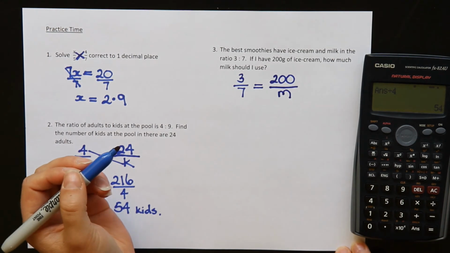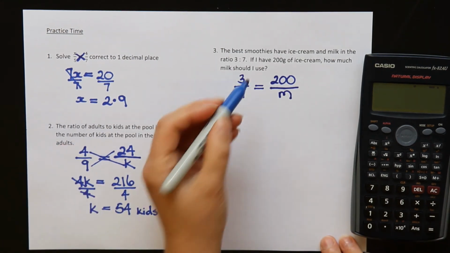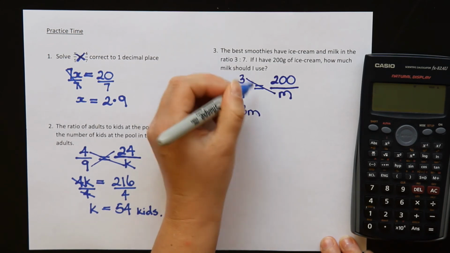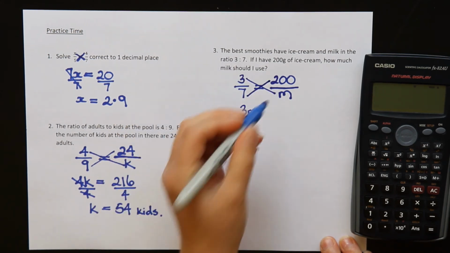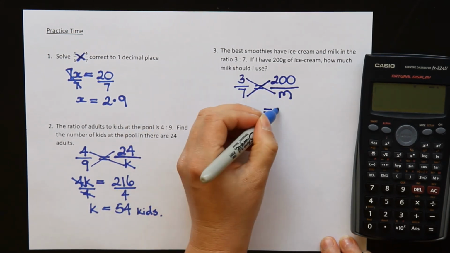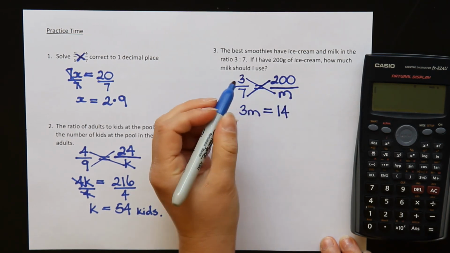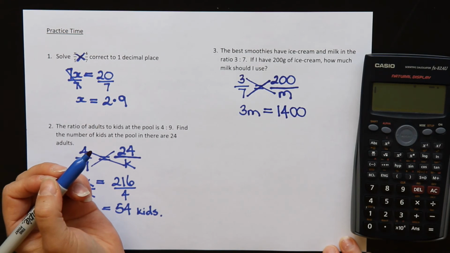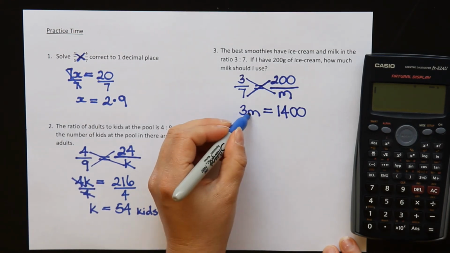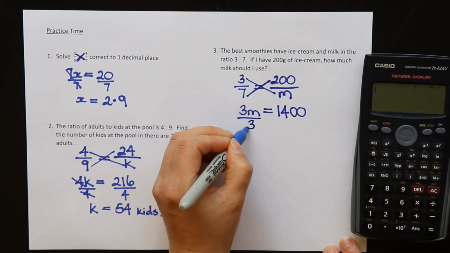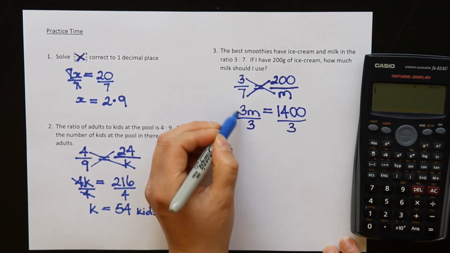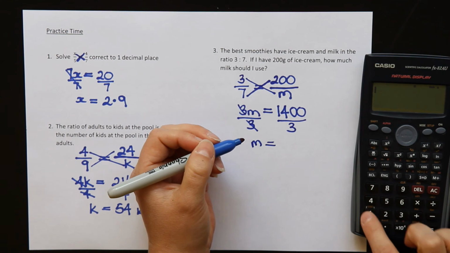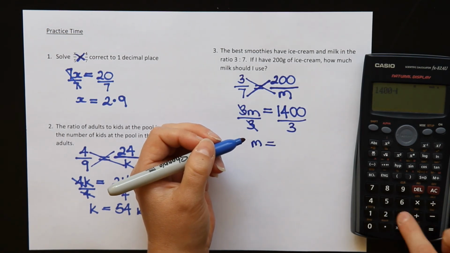M for milk. So let's cross multiply. 3 times M is 3M, and 7 times 200. 2 times 7 is 14, and the 2 zeros are going to sit after like that. Then I just want to get the M by itself, so let's divide by 3. M is equal to 1400 divided by 3.